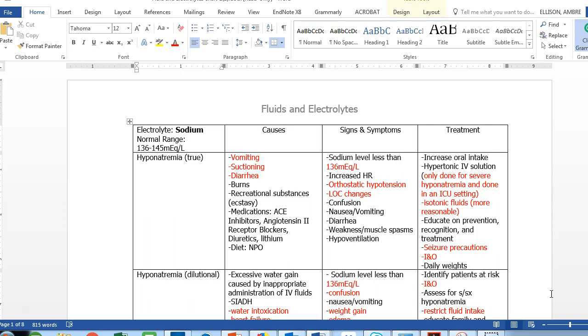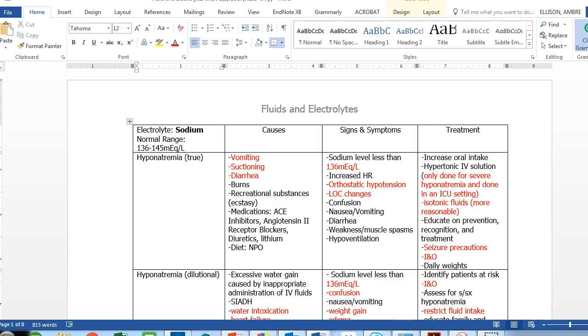Their skin turgor is going to be poor. They're going to have dry mucous membranes. They're going to have a low blood pressure, and it's going to get worse with movement. Their pulse is going to be tachycardic as well as weak, so it's weak and thready. And their neck veins are going to be flat. Their labs, what we're going to notice is an increased hematocrit and an increased hemoglobin.